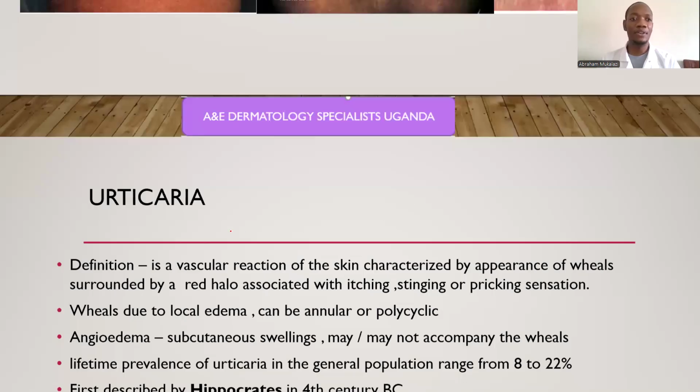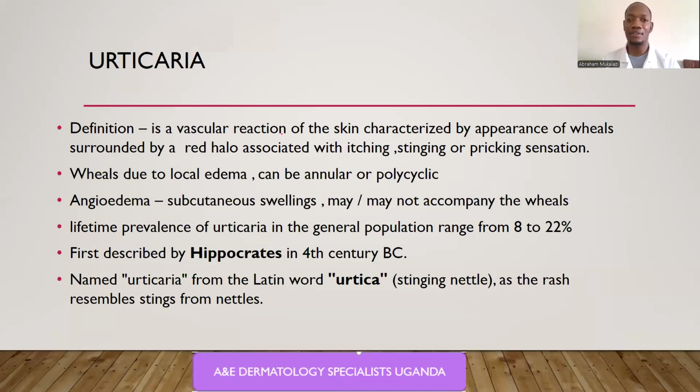Moving forward, we define urticaria as a skin reaction characterized by the appearance of wheals, as we've talked about, usually surrounded by a red halo, and associated symptoms include itching, stinging, and a pricking sensation. The wheals in urticaria are due to local edema, and as we've mentioned earlier, they can be annular or polycyclic in appearance. Angioedema, which is another type that we shall look at in the next video, is subcutaneous swelling, which may or may not be associated with wheals, and we shall look at the causes in the subsequent video.